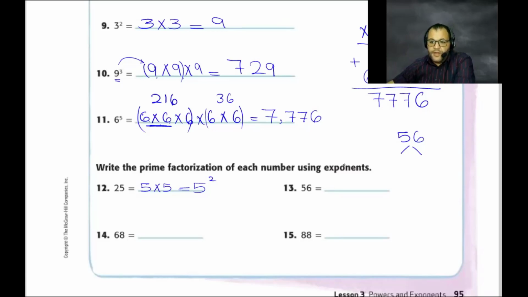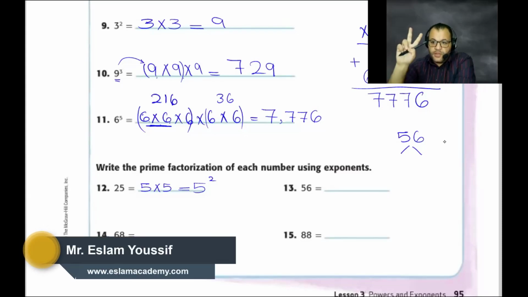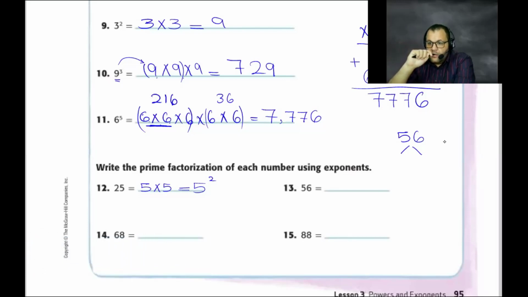So who can solve, Abdurrahman? Yes, mister. I need two numbers. If you multiply them, the answer is 56. 4 times 9? No. 4 times 9 is 36. No. 6 times? There is no 6 times anything equals 56. I need two numbers. If you multiply them, the answer is 56. 8 times 7.